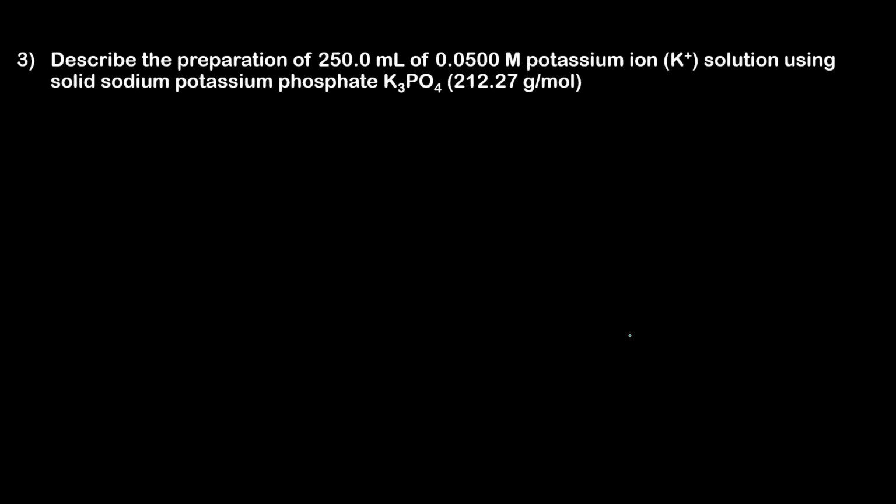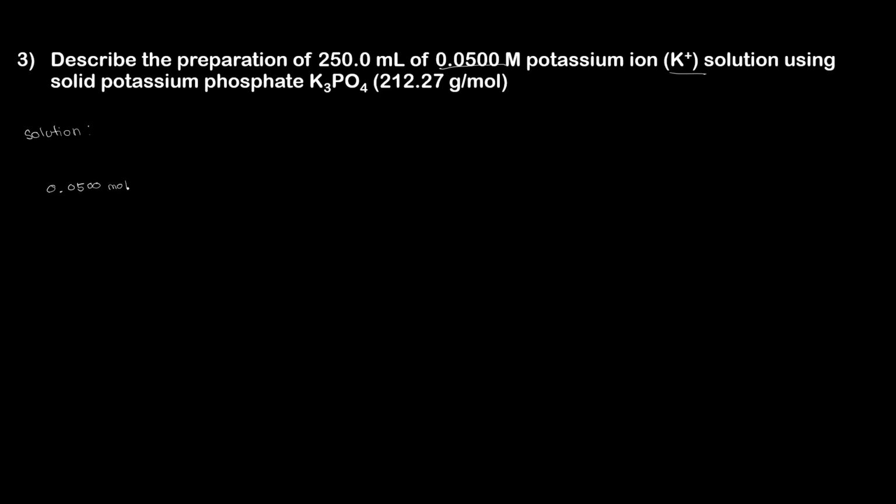For the last question, number 3, this can be a practice for you guys. Describe the preparation of 250 ml of 0.0500 molar potassium ion solution using solid potassium phosphate with the molar mass 212.27 grams per mole. As usual, let's start by looking at the given concentration, which in this case is focused on potassium ion. We need to prepare 0.0500 molar.